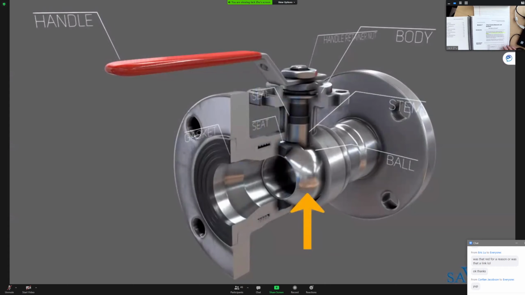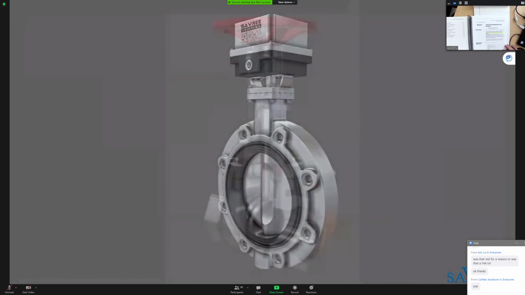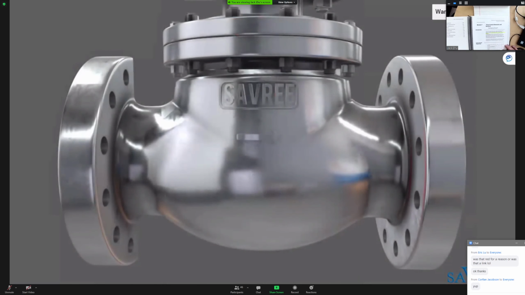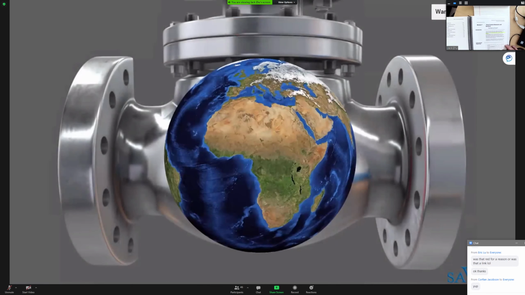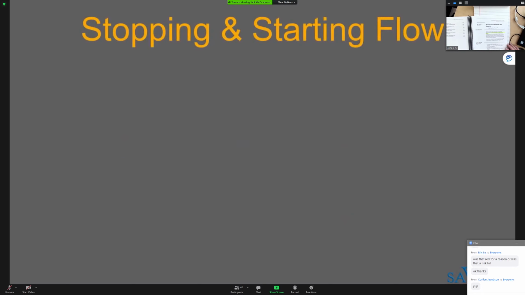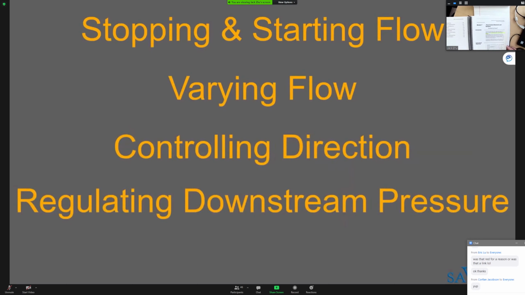What we're looking at now is a ball valve because of the ball-like shape of the disc. The butterfly valve is named because of its similar appearance to a butterfly, and a gate valve is named because of its similar appearance to a gate. There are exceptions to the rule though. Globe valves are named after the shape of the valve body itself. Valves are used for stopping and starting flow, varying the amount of flow, controlling the direction of flow, regulating downstream system or process pressure, and finally for relieving system over and under pressure.